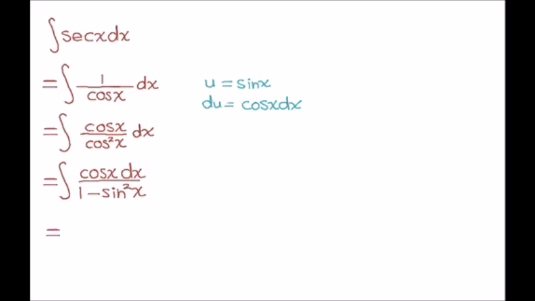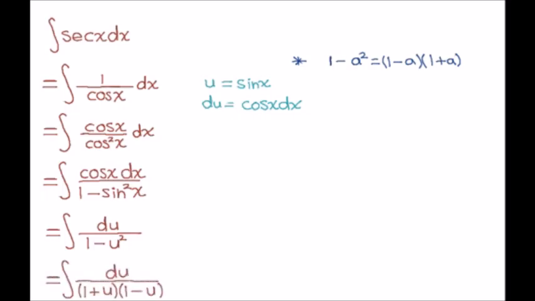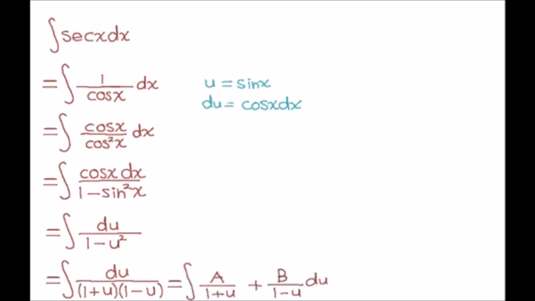Noting that 1 minus u squared is of the form 1 minus a squared, where we can factor and get 1 minus a times 1 plus a, we can use partial fraction decomposition to split up this integral into two integrable terms, meaning we can split it up and get the form A over 1 plus u plus B over 1 minus u, and integrate both these terms into natural log expressions, given that A and B are constants. The logic behind the partial fraction decomposition I will leave for a future video.